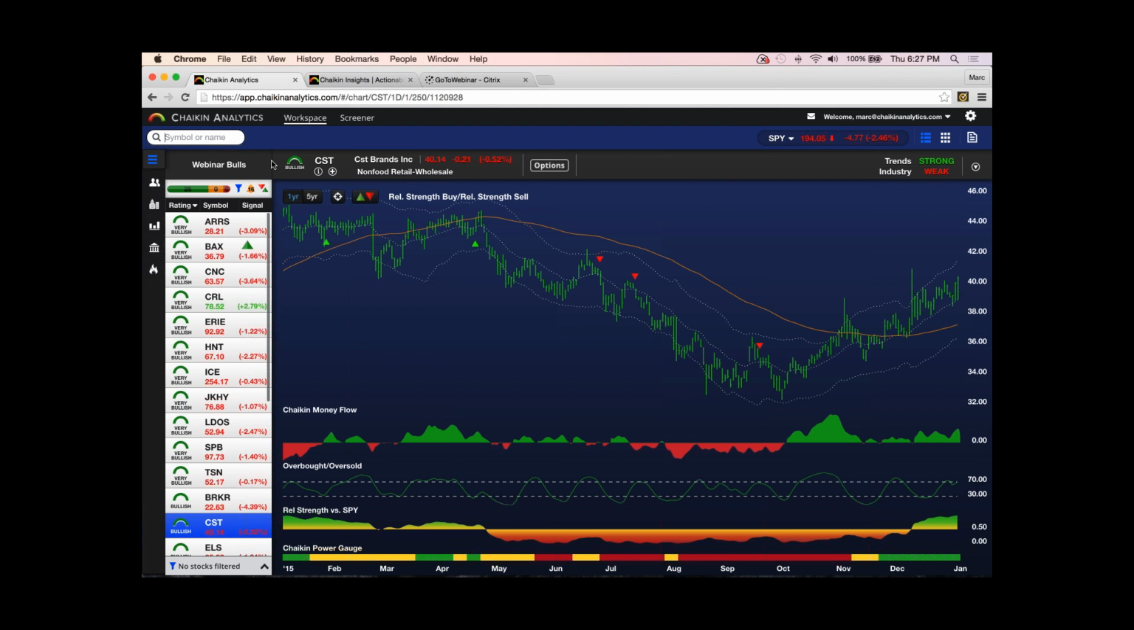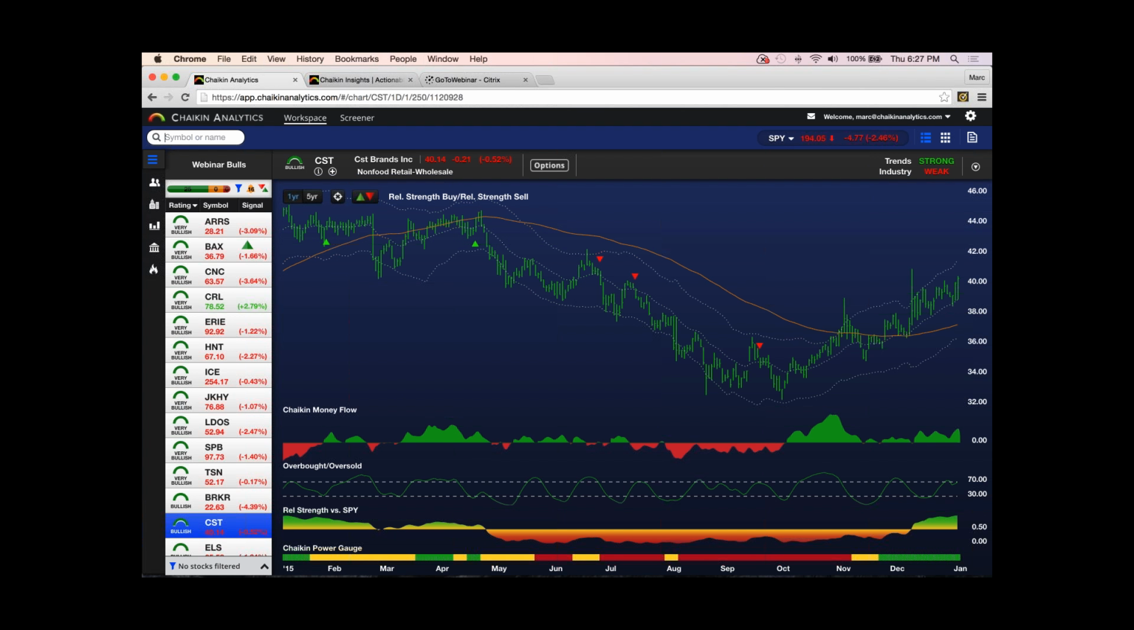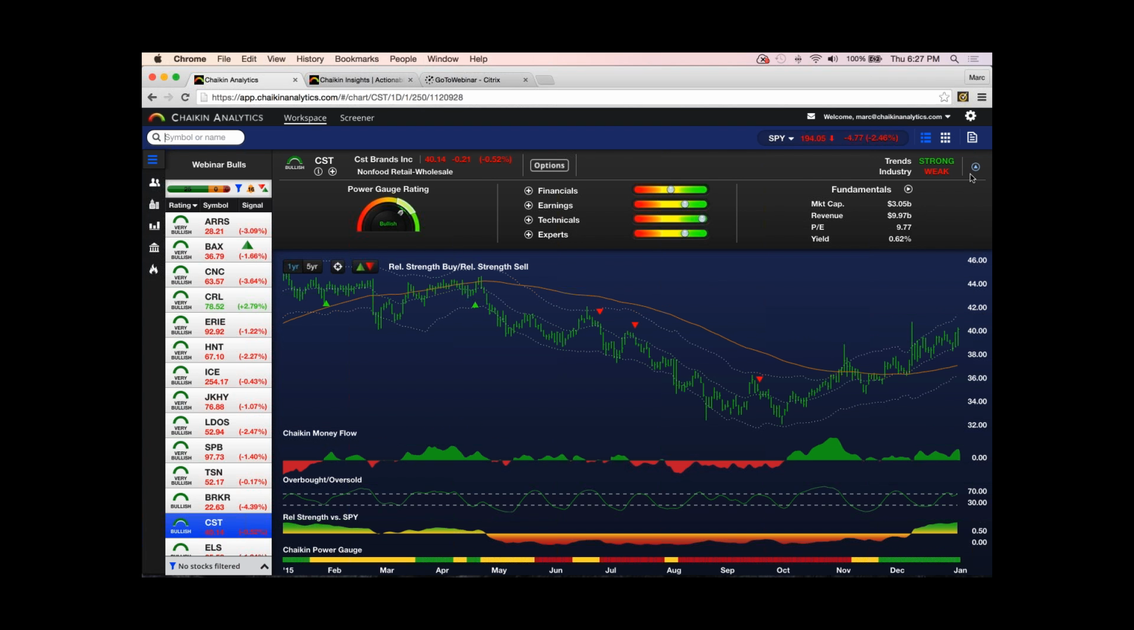Now here's an interesting stock, CST Brands. Don't know what it does. It's a retailer of motor fuels and merchandise in North America, snack foods, obviously geared to the on-the-go auto market, based in Texas. If we want to see the fundamentals, it's all here for you.